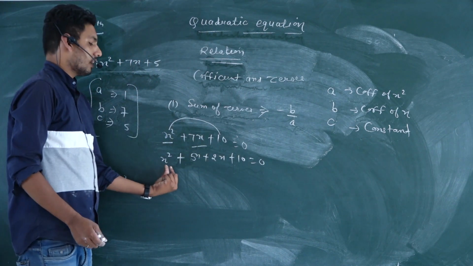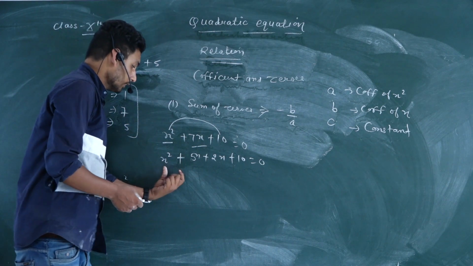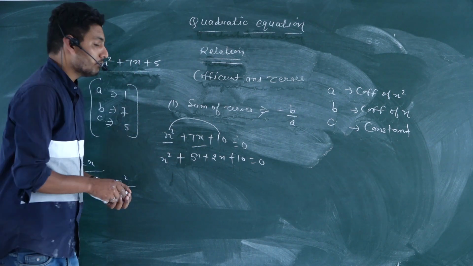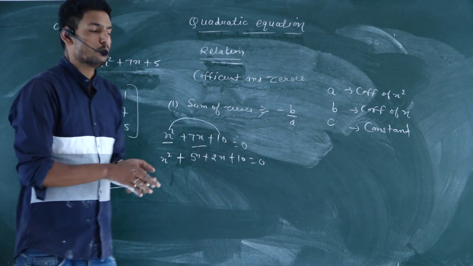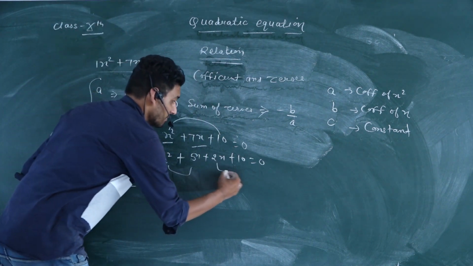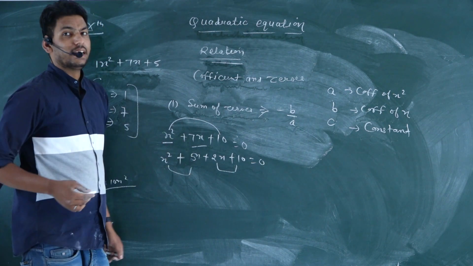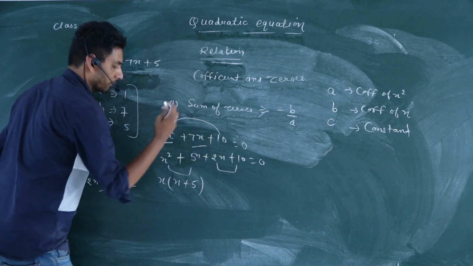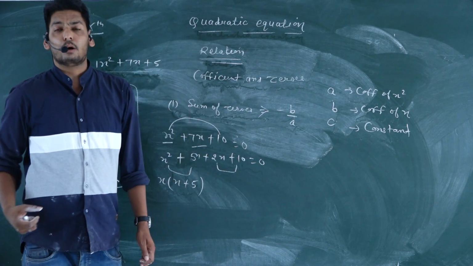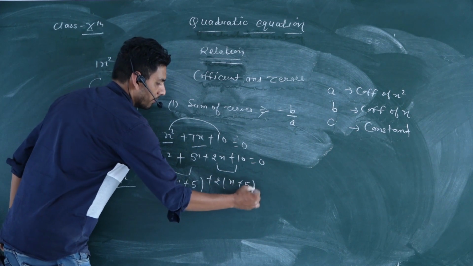Students, here are 4 terms, 1, 2, 3, and 4. And how to solve this equation, students? We take the common factor from two terms, the starting 2 terms and the last 2 terms. Then what is the common here? X is the common, and what is remaining? X plus 5 is remaining. What is the common in the bottom two? 2 is common, and x plus 5 is remaining.